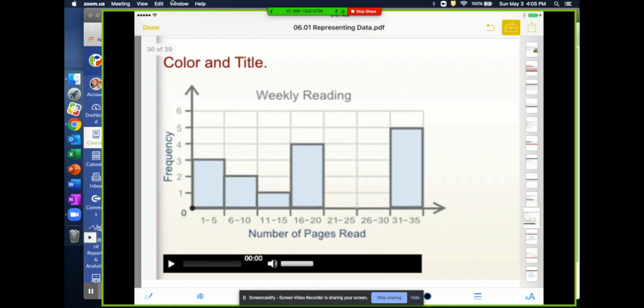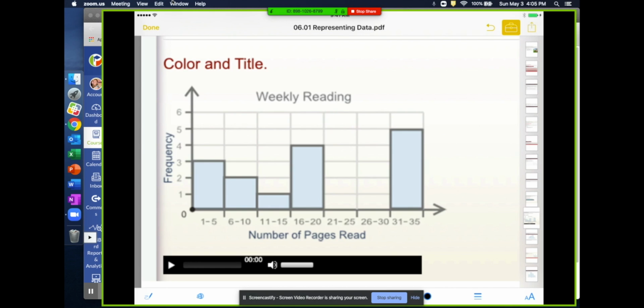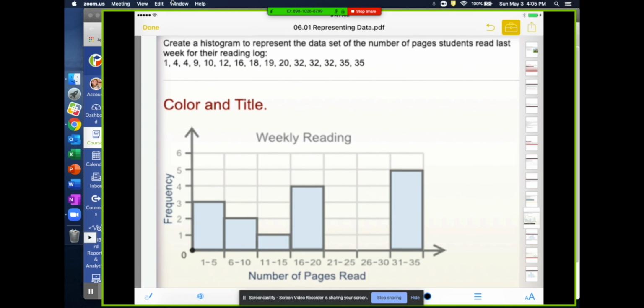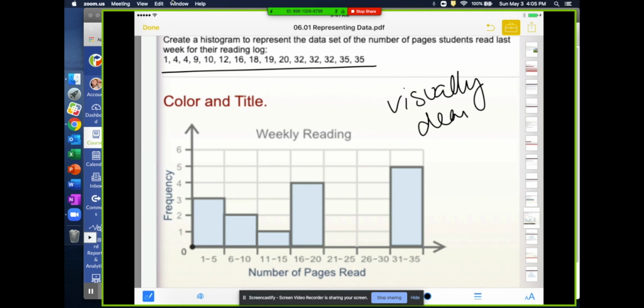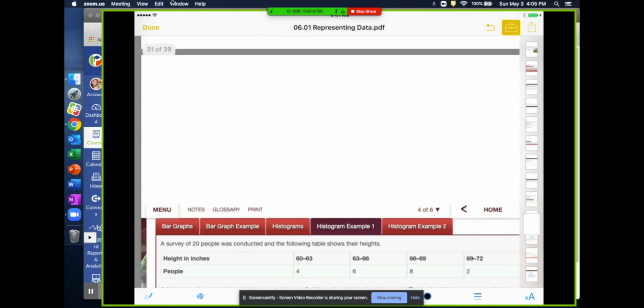Now on the last page, I kind of already colored that in, but they have it here more professionally done. They labeled everything as well, so they titled it weekly reading. We have our frequency on the y-axis and then the number of pages read on the x-axis, and this is how we represent visually our data when it's quantitative. We have our different buckets or bins, and you can see very clearly that our lowest number of pages is in the bucket 1 to 5, and then the highest is in the bucket 31 to 35.